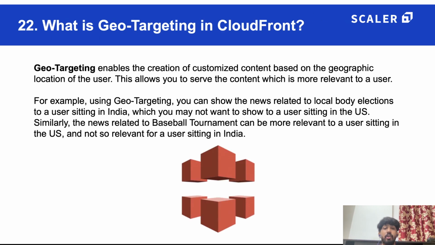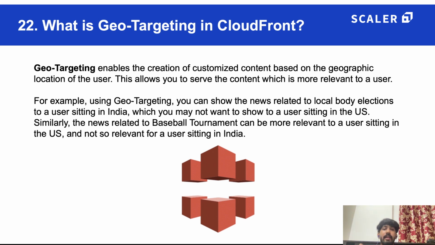Okay, next question, geo-targeting in CloudFront. So geo-targeting enables the creation of customized content based on the geographic location of the user. This allows you to serve the content which is more relevant to a user. For example, if you take YouTube, some content is available in US, but you won't be able to see that content in India. Or take Netflix, some movies are available in Europe, those movies are not available in China, or those movies are not available in Japan. Why is that? They're using geo-targeting, right? By using geo-targeting, you can basically serve the relevant content to your user.